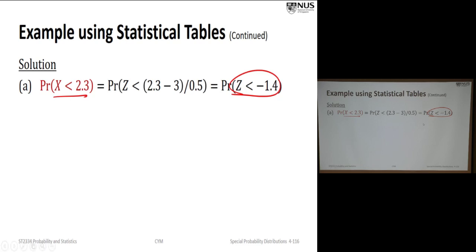Remember, the table that I just showed you does not have negative numbers. What to do? Yes, a calculator can tell you. But if you understand that the standard normal is symmetric, then the probability of standard normal less than minus 1.4 is the same as the probability of greater than 1.4. All right? So that is given in the statistics tables.